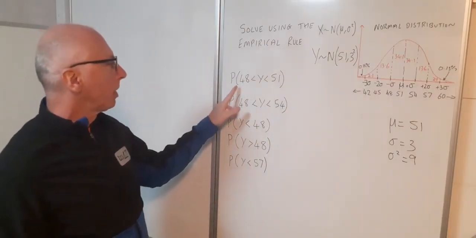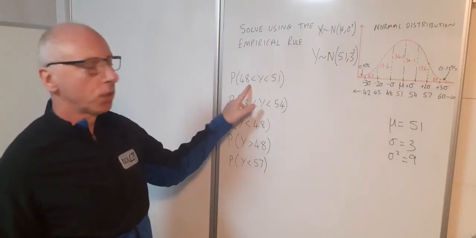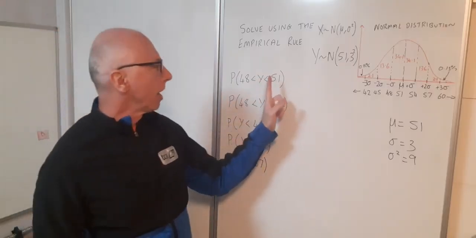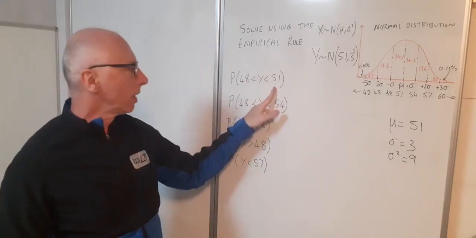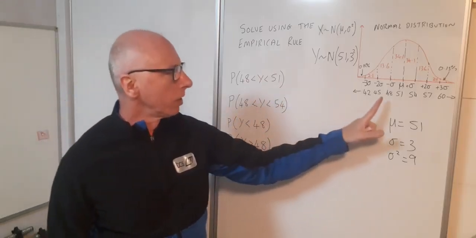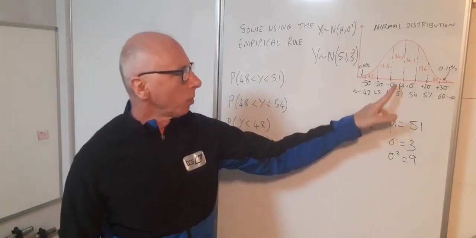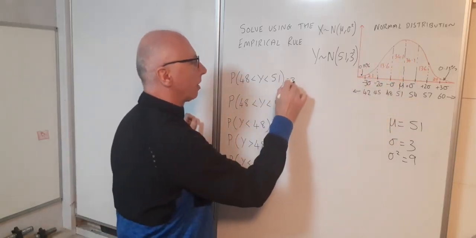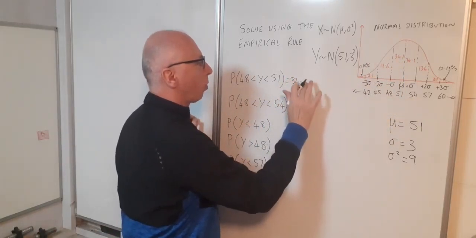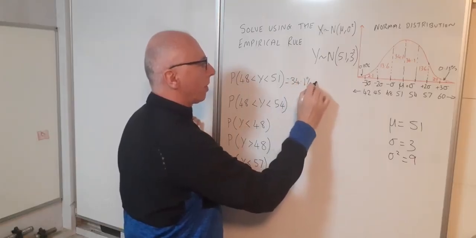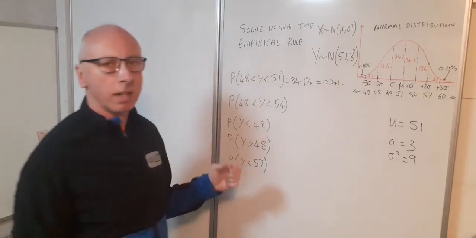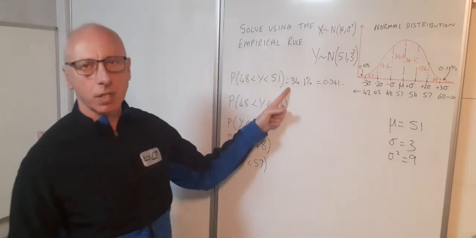Now we want the probability Y is greater than 48, but less than 51. So what I'm going to do is go to the diagram and work out what the value is with the borders of 48 and 51. So 48 to 51 is this one, and that's going to be 34.1%. As a decimal, 34.1% is approximately 0.341. So that would be our probability for this one.